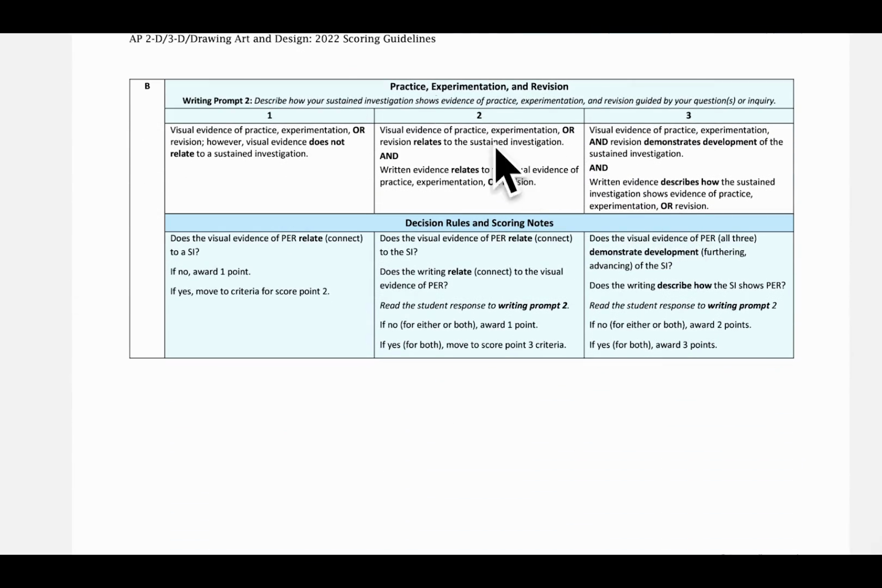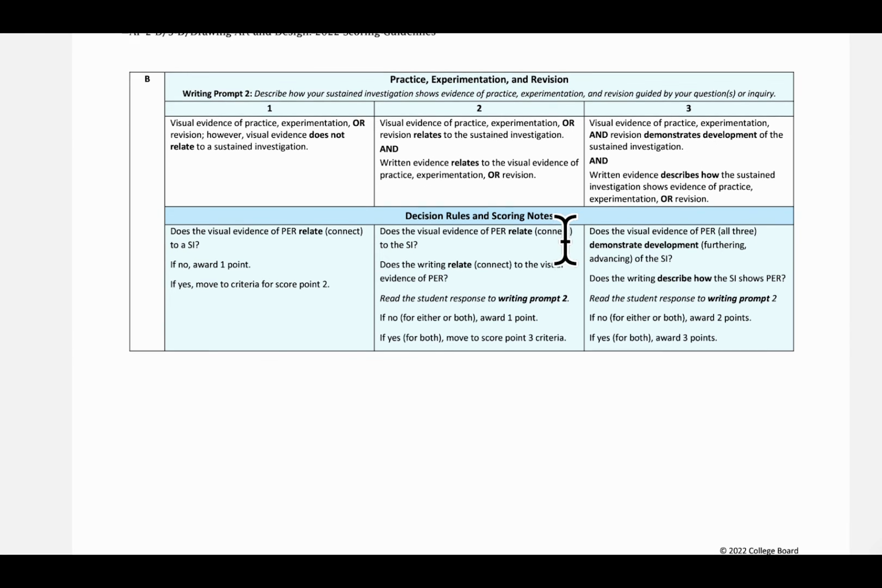So the next category in the rubric is practice, experimentation, and revision. This is a big part of the AP portfolio. They want to know if you're practicing with different materials, if you're experimenting with your art pieces, and are you going back to revise them? Are you seeking out feedback from other people? Are you taking notes on what they said? Are you redoing your pieces and then revising them? They want to see all of that, okay?